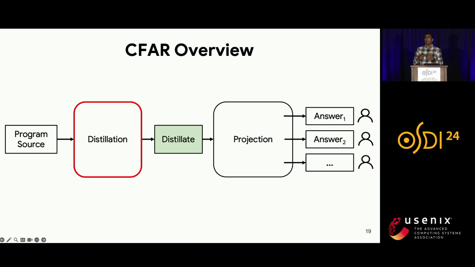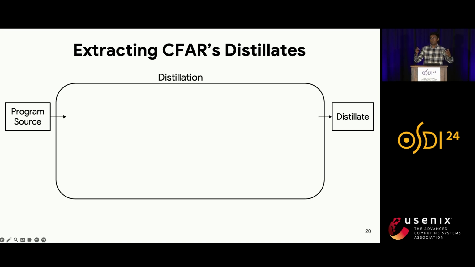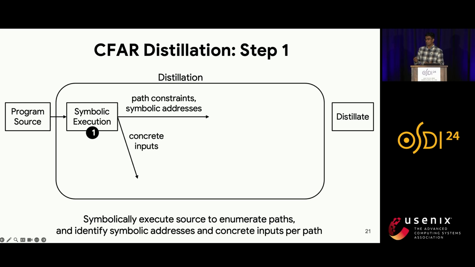Let me now walk you through how we extract this distillate from code. So the process of distillation in CFAR consists of 4 steps. The first step is symbolic execution, where we analyze the code to enumerate all paths through it. And when doing so, we extract 3 pieces of information for each path. First is the path constraints, that is constraints on I and S that uniquely determine the path. Second is expressions for the symbolic memory accesses. And finally, a concrete input that exercises the path in question.